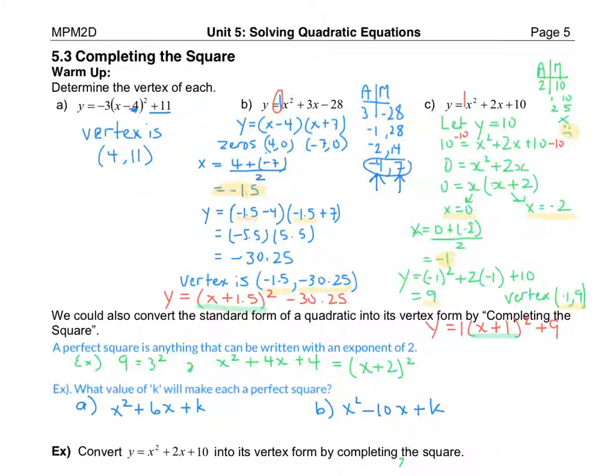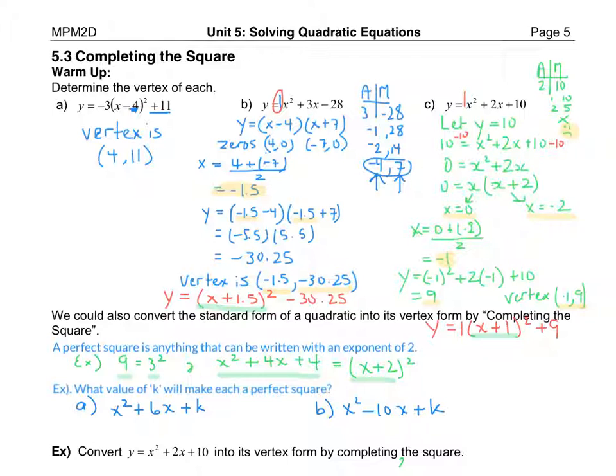Okay, so what I've written in here is that a perfect square is anything that can be written with an exponent of 2. So for example, I have written 9 because 9 really is equal to 3 squared. So 9 can be written as something with an exponent of 2. Another example is this x squared plus 4x plus 4. That is a perfect square because I can write that as something to the exponent of 2.